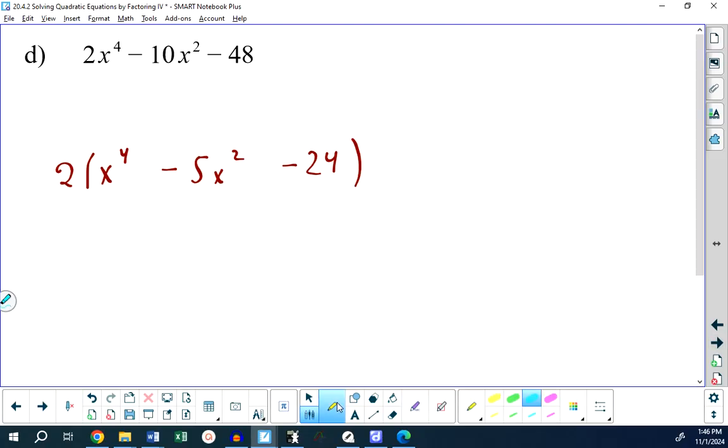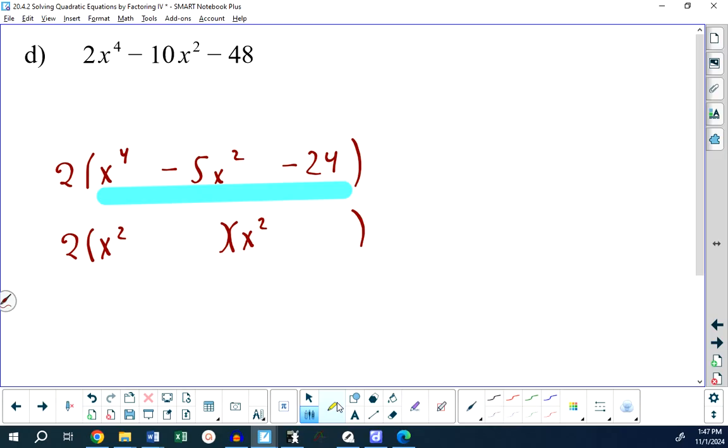Is this quadratic? Yes, because the exponent on the variable in the first term is even. The exponent on the variable in the middle term is half of that even number. And then the exponent on the variable in the last term is 0. There is no variable there. So this is going to factor into an x squared and an x squared. By the way, the b squared minus 4ac trick still works.